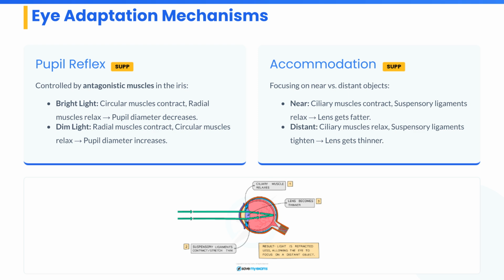The pupil reflex and accommodation are adaptation mechanisms of the eye. The pupil reflex, controlled by antagonistic muscles in the iris, adjusts pupil size based on light. Accommodation adjusts the lens thickness to focus on near or distant objects.